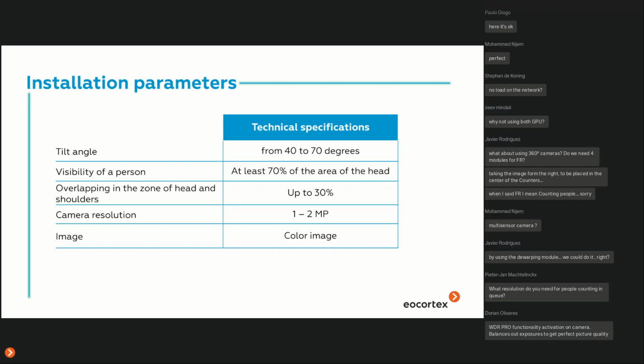Speaking of overlapping, the maximum overlapping allowed is about 30%. But if you can, you should really get it down lower than that. That's the maximum amount you can afford. The camera resolution, once again, as I mentioned before, is about 1 to 2 megapixels. 1 megapixel is suitable for smaller rooms where the head is actually closer to the camera, so you don't really need those extra pixels. The 2 megapixels are more suitable for larger rooms, and you can go from there.